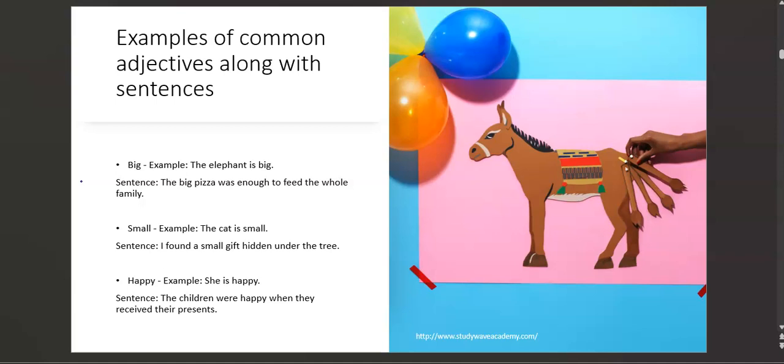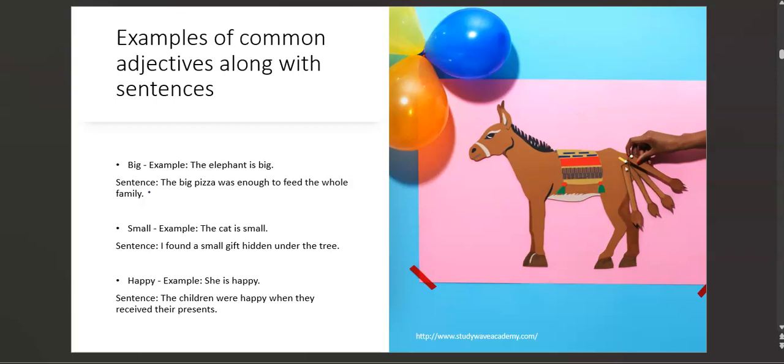Who doesn't know what big is? Big basically describes the size of something. So I've given an example in a sentence here. The elephant is big. Another sentence, the big pizza was enough to feed the whole family. So you see, I've given two sentences here, and my common adjective is big. So big here describes the size of the elephant. So it's not just any other elephant. It's not just an elephant. It's a big elephant, okay? So big talks more about the elephant.